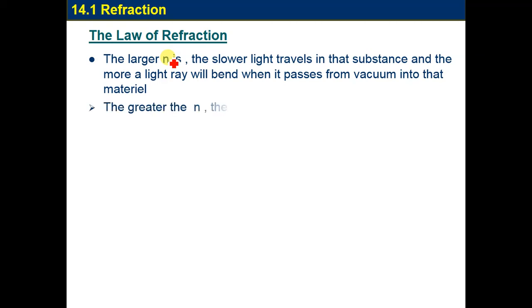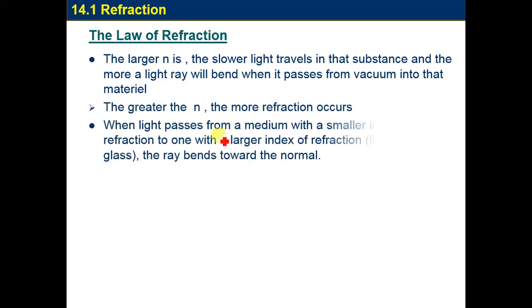lower refraction. Okay, so the greater N, more refraction occurs when light passes from a medium with smaller N to a medium with larger N. What do you expect? So we are going to a medium which is more dense. So the light will slow down or speed up? Will slow down. So how will it bend? It will bend toward the normal. Such as from air to glass or from air to water.